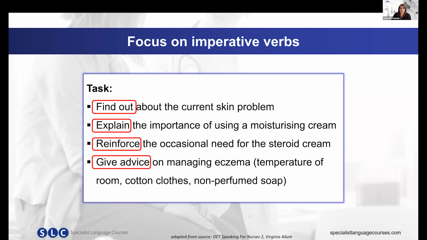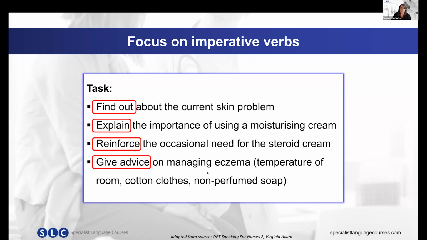Now, something to watch out for in your OET task card are clues as to how the patient is feeling. So if you have a verb like reinforce the need for, this suggests that possibly the patient knows that steroid cream is necessary, but perhaps they're a little bit reluctant or resistant to using it. So you can tell a little bit about how the patient might react. So you perhaps need to explain again and reinforce why it's so important.